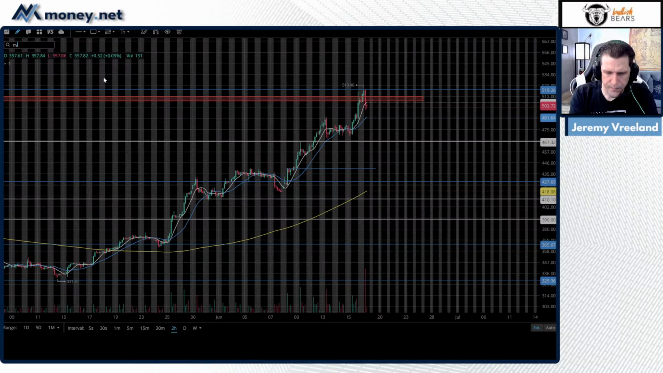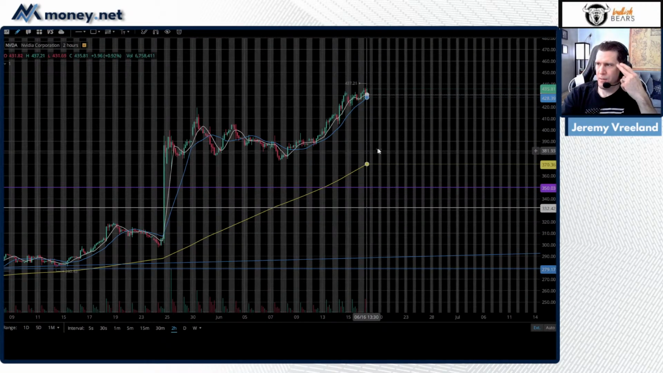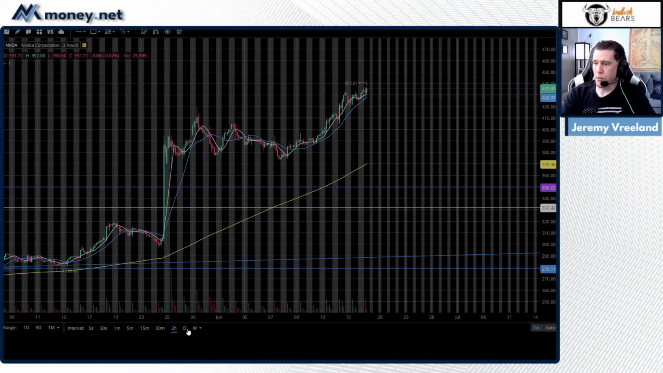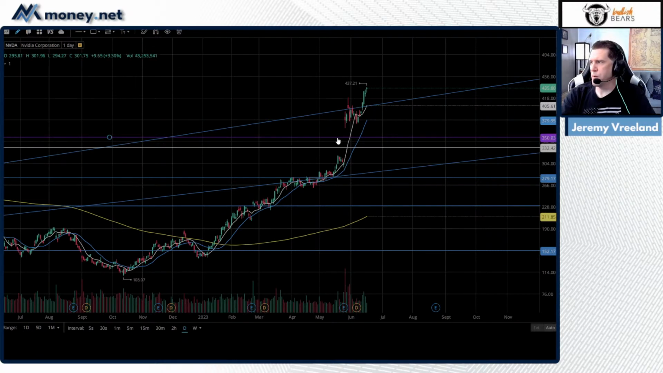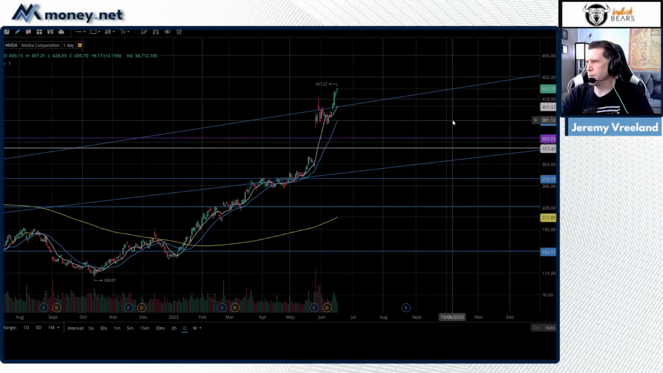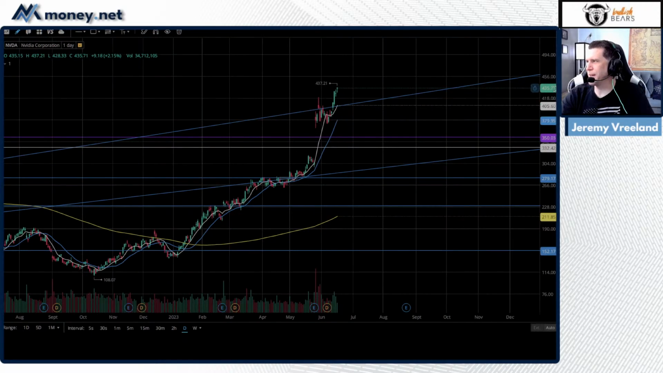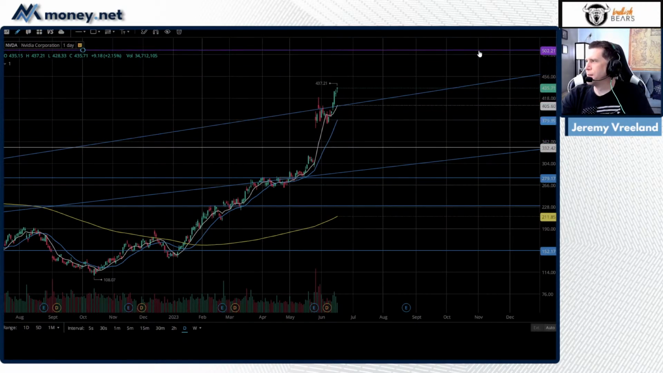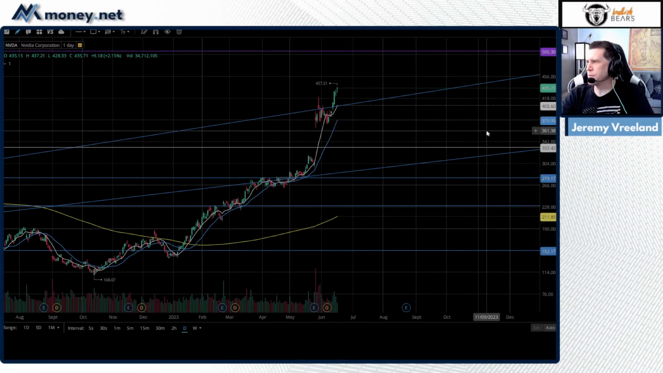NVIDIA. Parabolic, a lot of people made great money on that. Here is our previous analyst target at 350. This one, they've upgraded the price target to 500. Let's drag that on up and see where that looks like. Oh my gosh. Let's see here. 530 pennies is close enough.